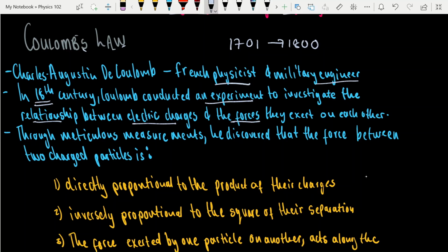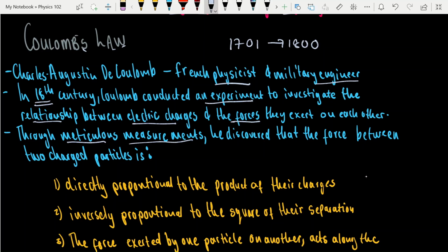What is the relationship? What are the things that affect the force between charged particles? How do they relate to one another? And he did meticulous measurements. Meticulous means careful. He was doing it well documented, writing down every step, doing wonderful experiments, trying to analyze what is happening. And he discovered 4 key things which we use today to know the formula for electric force. And because he's the one that did it, we call that Coulomb's law.